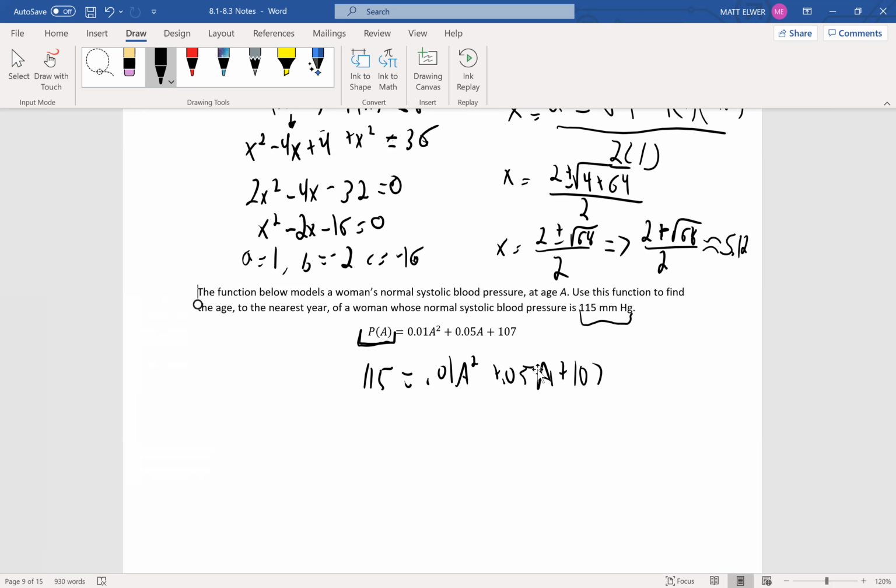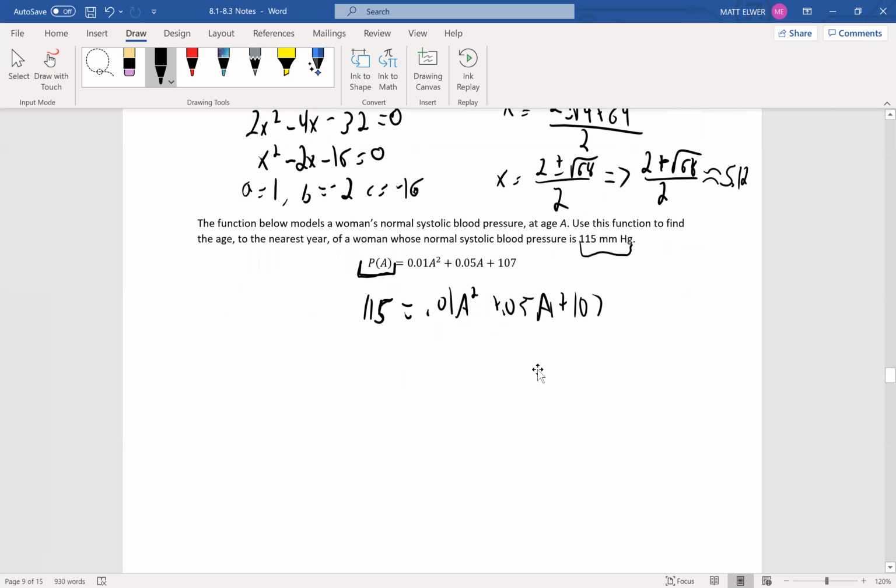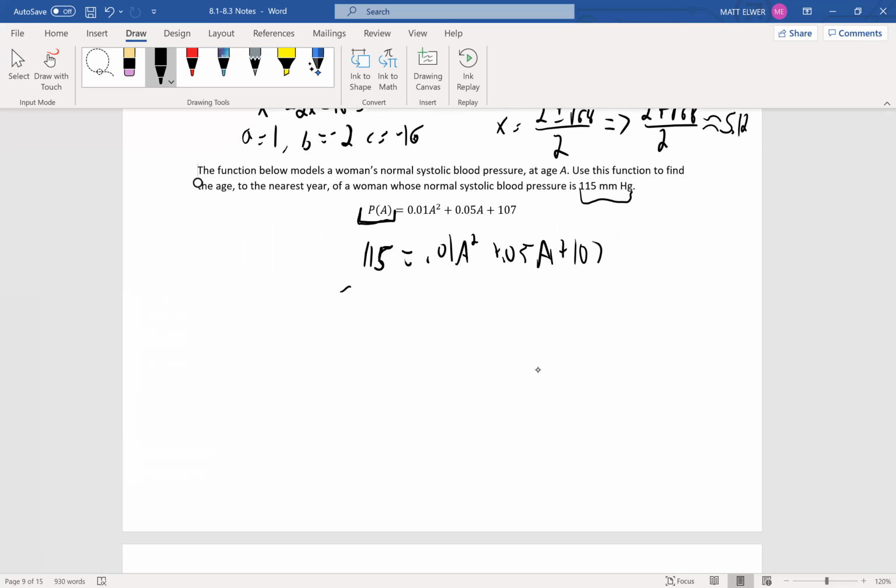Right. So the first thing I can do here, before I use the quadratic formula, is subtract 115 on both sides, right? The reason I need to do that is because I need 0 on one of the sides to be able to use the quadratic formula. So I have 0 is equal to 0.01A squared plus 0.05A minus 8, right?